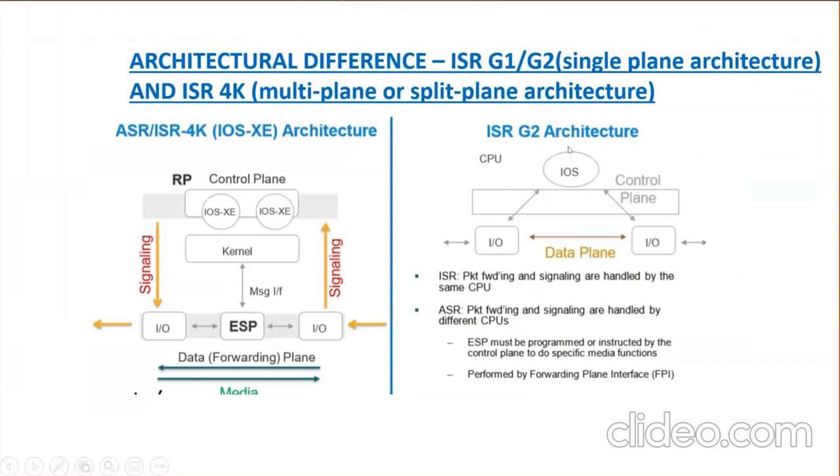So to summarize, generation 1 and 2 are single plane architecture, with media and signaling handled by the same plane. But ISR 4K is a split plane architecture router, with media and signaling handled by different planes: media handled by the data or forwarding plane, and signaling handled by the control or route plane. So this is the basic major difference.